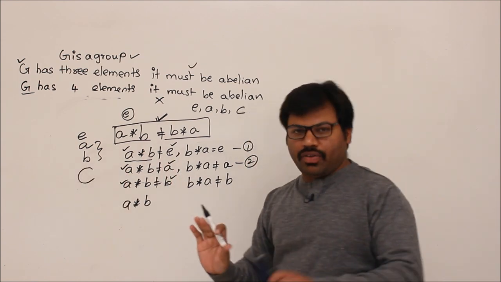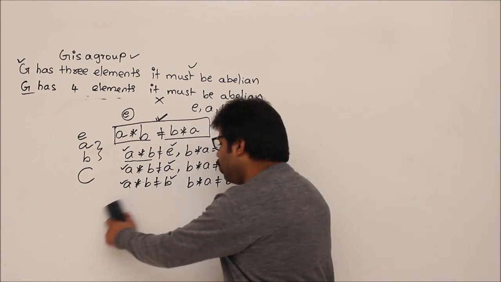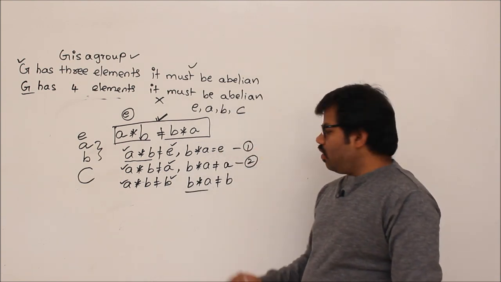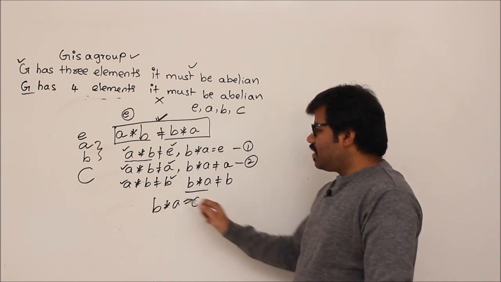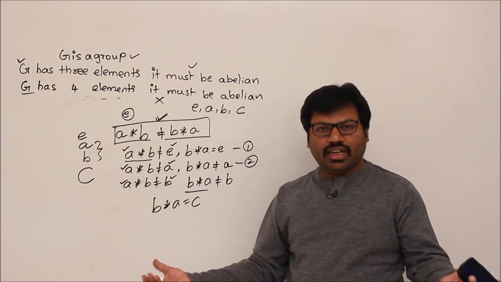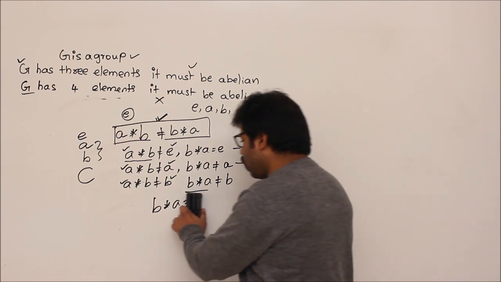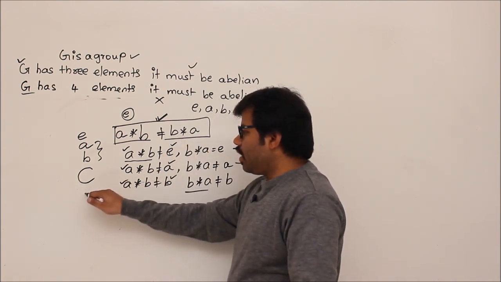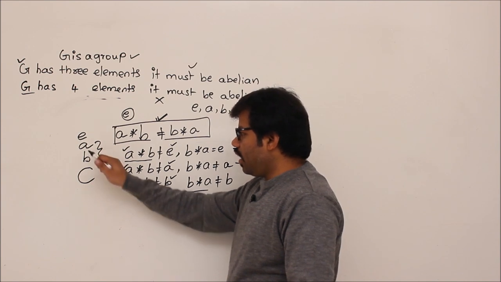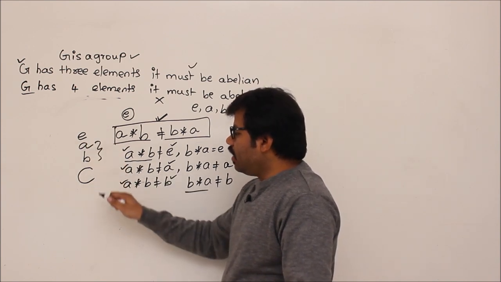Okay, fine. I am happy with that. Similarly, what about B star A? Okay, that is also C, sir. If B star A is C and A star B is C, then A star B equal to B star A. We know that A star B is not equal to B star A. Then B star A is supposed to be a different element. Then let us call it something else, other than A, B, E, C, say D.